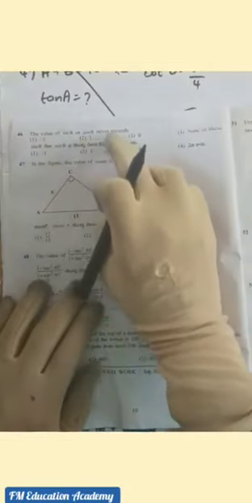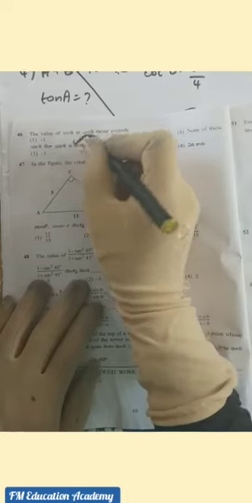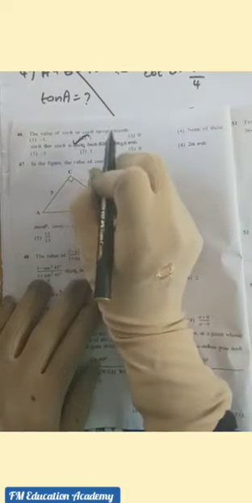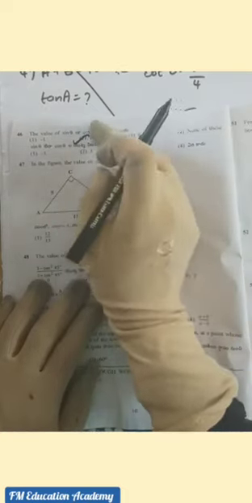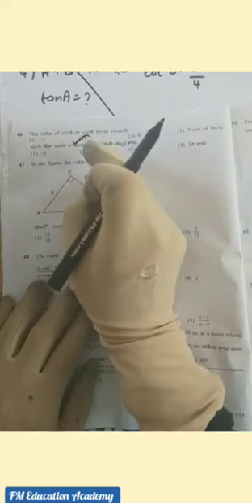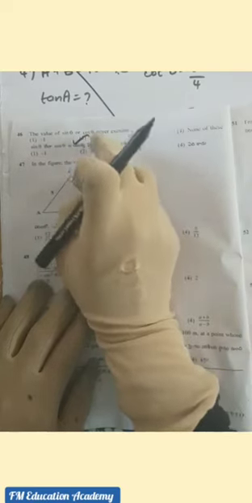46th question, the value of sin theta or cos theta never exceeds 1. We know that sin 90 is 1 and cos 0 starts with 1 only. Only the values of sin theta and cos theta are from 0 to 1. So they never exceed 1.